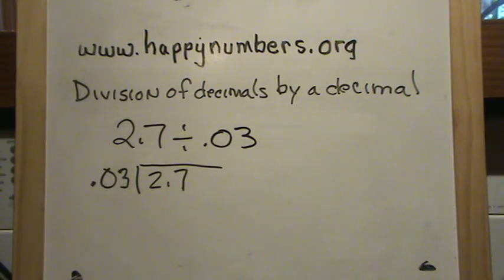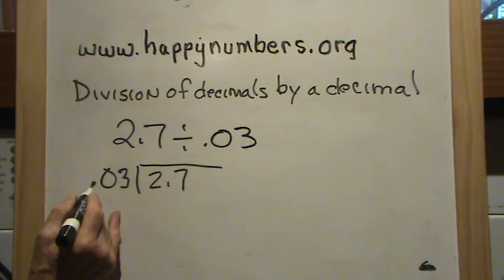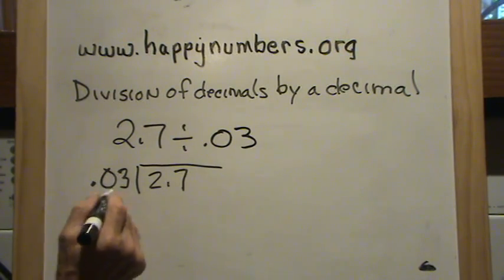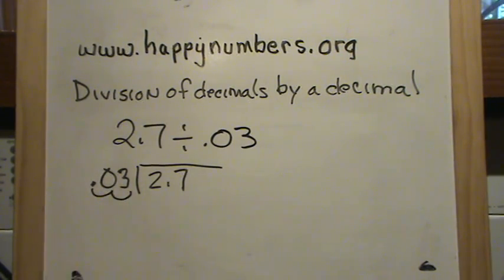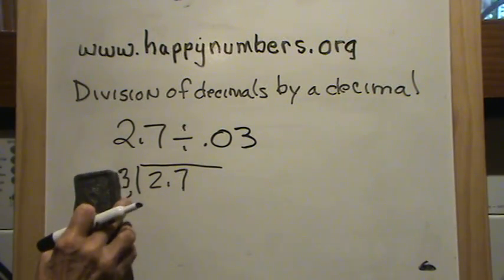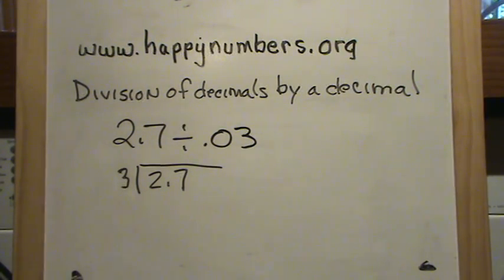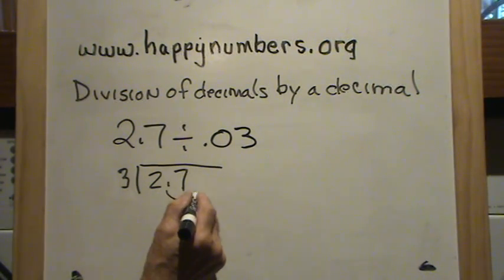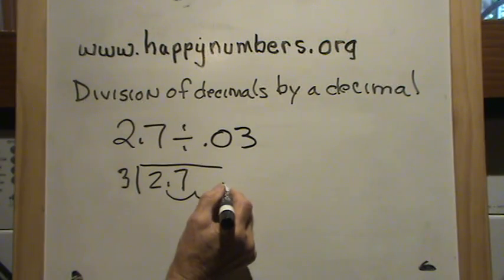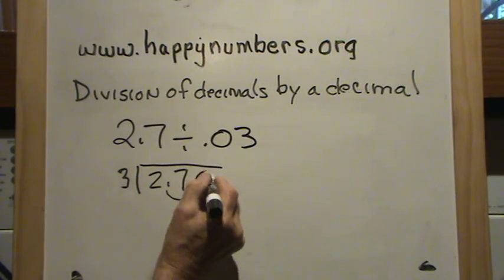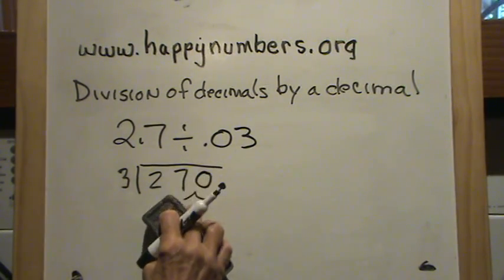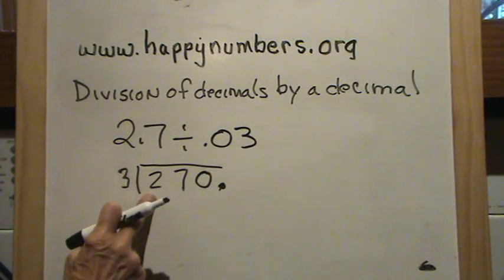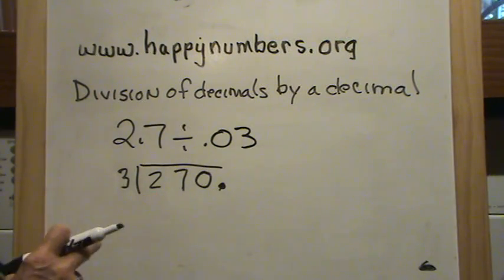a whole number. So to do that, I have to move the decimal place 2 places. So by moving the decimal place 2 places, 1, 2, I actually get rid of the 0, and I don't write the decimal here, but now I have to move this 2 places, 1, 2, and put the decimal here. Well, then I have to put a 0 in there. So now the problem becomes 3 divided into 270.